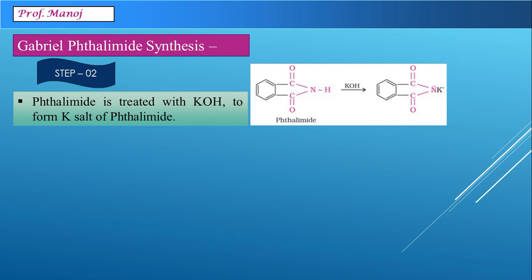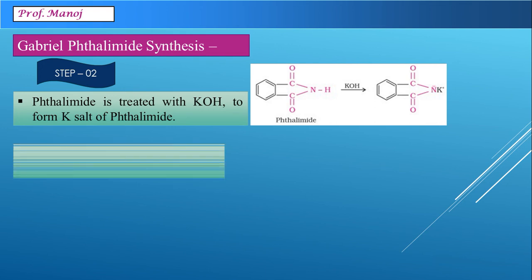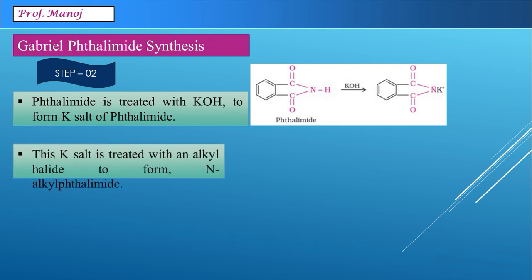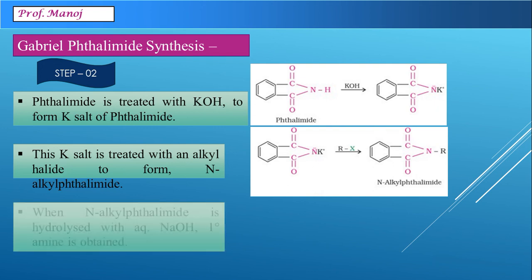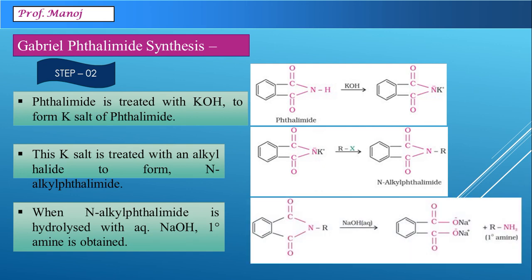When treated with KOH, it forms N minus and K plus. This potassium salt of phthalimide, when treated with an alkyl halide, exchange of potassium and R group takes place. This produces N-alkyl phthalimide. This N-alkyl phthalimide, when hydrolyzed with aqueous NaOH, it produces amine. So you can see that R and N has become RNH2 primary amine.